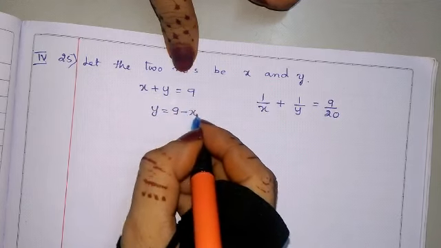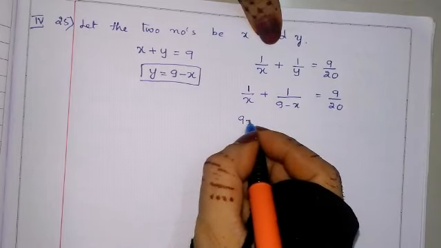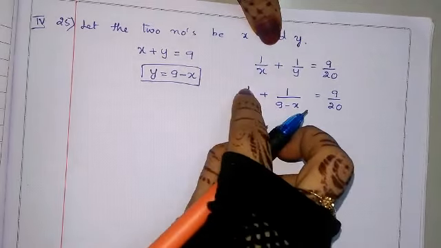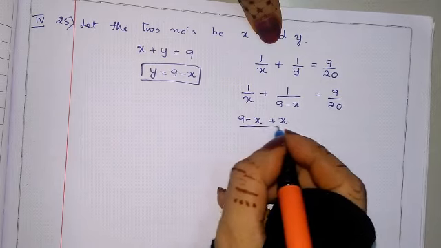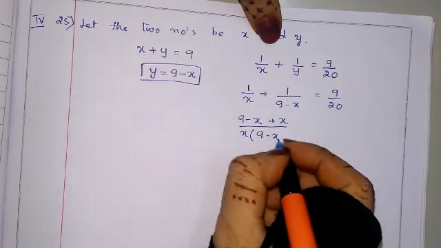We will solve this by cross multiplying. 9 minus x into 1 is 9 minus x. Cross multiply: 9 minus x into 1, 9 minus x, plus x into 1 is x, upon x into 9 minus x.